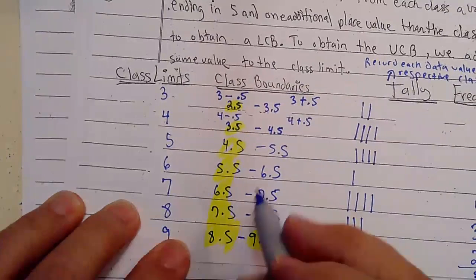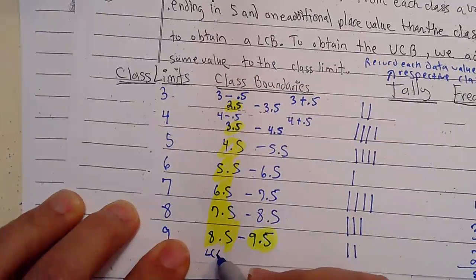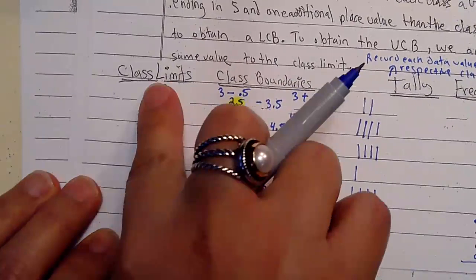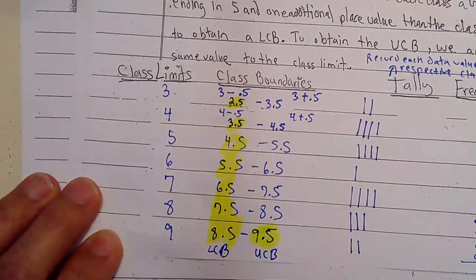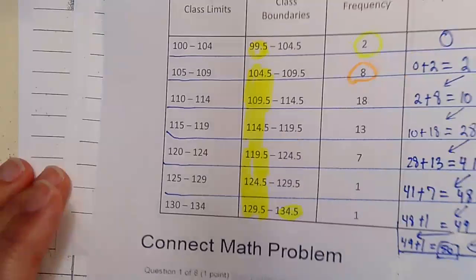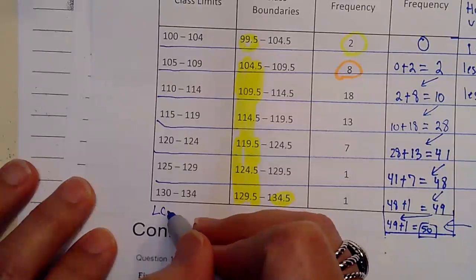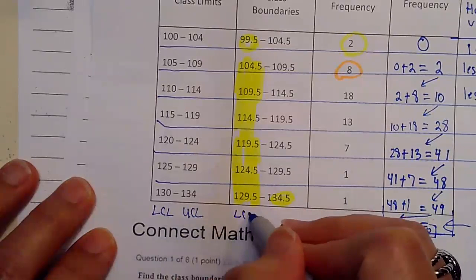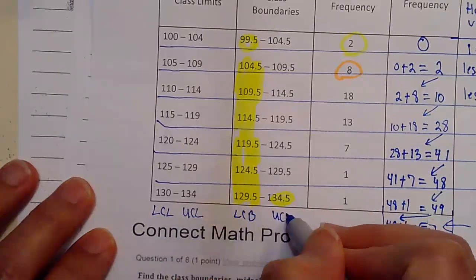So remember, these are lower class boundaries and upper class boundaries. And these are class limits. There was also a lower class limit and an upper class limit. So we've said before, these are lower class limits, upper class limits. These are lower class boundaries, upper class boundaries. Okay.